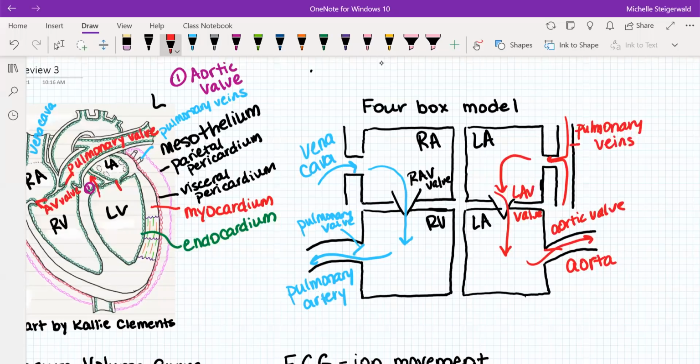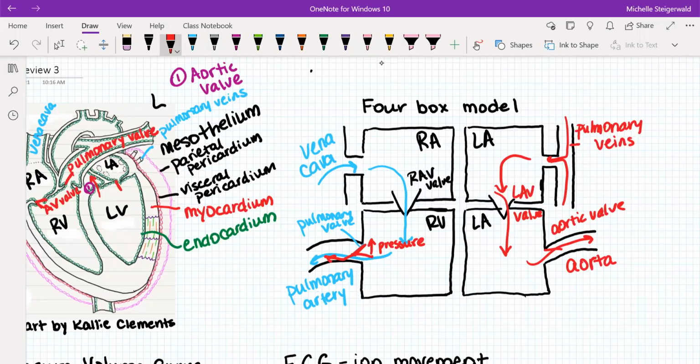But again, in order to be able to get out either the pulmonary or the aorta, you have to be able to build up enough pressure so that there's more pressure on this side to be able to swing that door open and push it out. Your right side of the heart, since it's just going to the lungs, doesn't need a whole lot of pressure. It is able to push through this pretty easily because it's just pumping to the lungs and then back again.